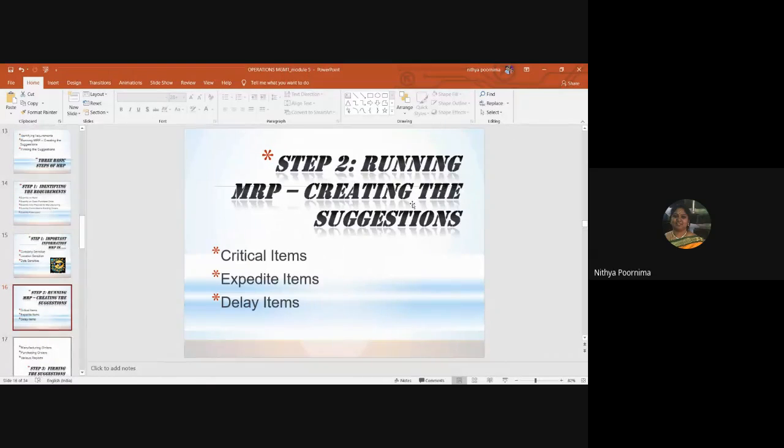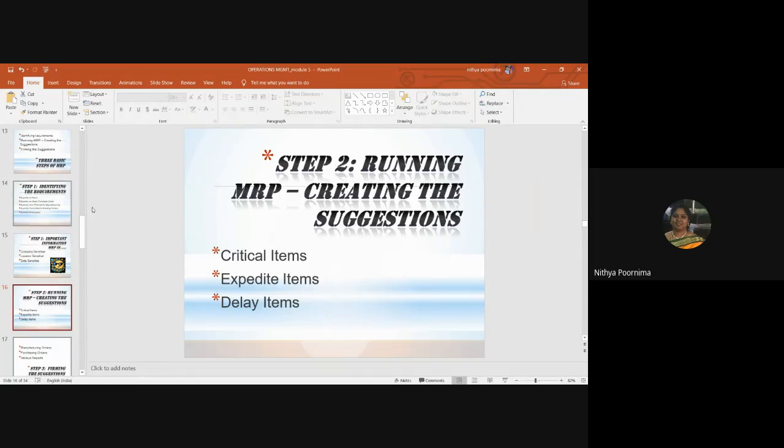Next, creating suggestions: critical items. When it will expedite, we need to know when the expiry date should be, and what the critical processes are where there will be a lag and delay. We need to identify them. And delay items: because of whom there will be a delay. Maybe your vendor always delays the process, or the vehicle you have for loading and unloading has a problem, so you always give 2 additional days for it.